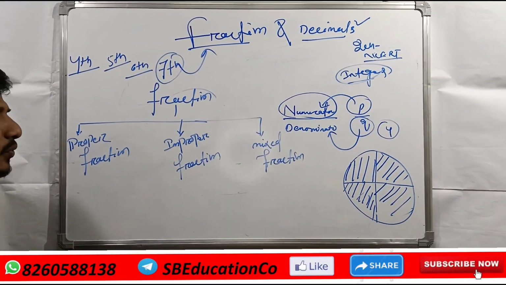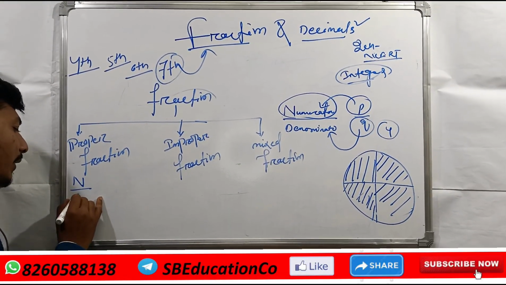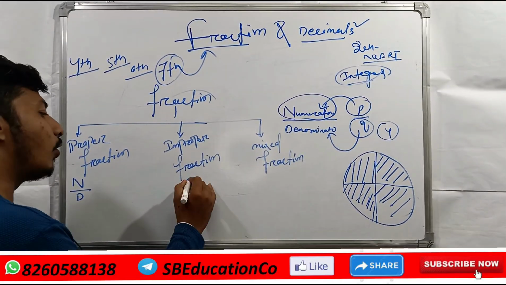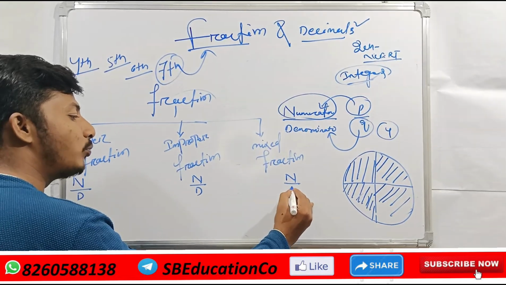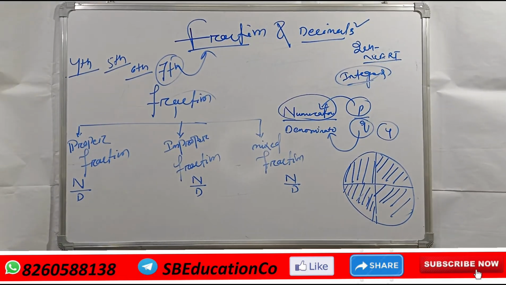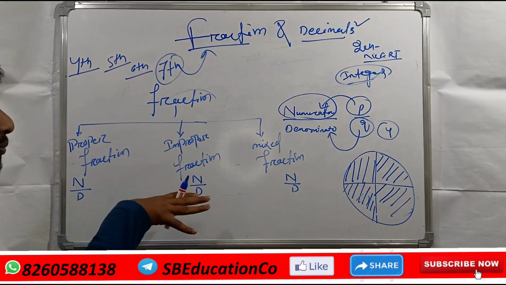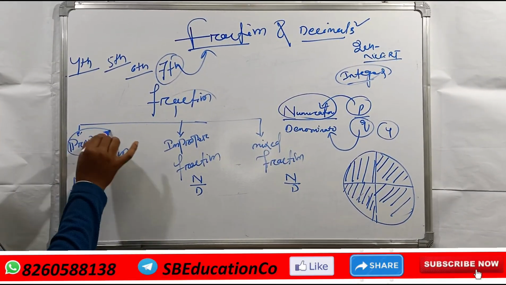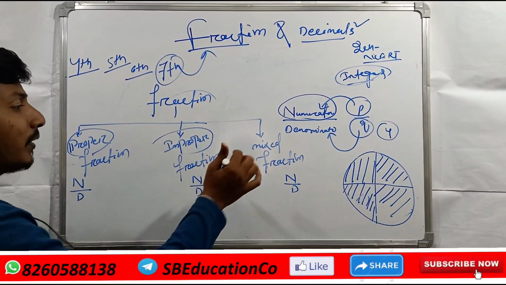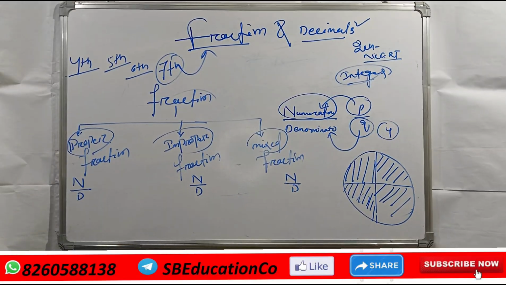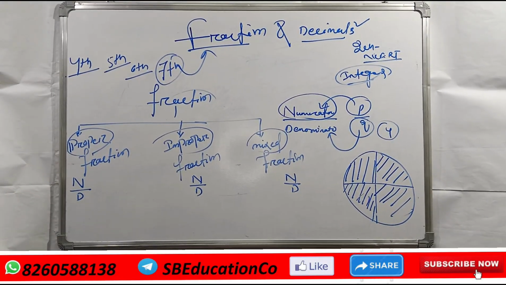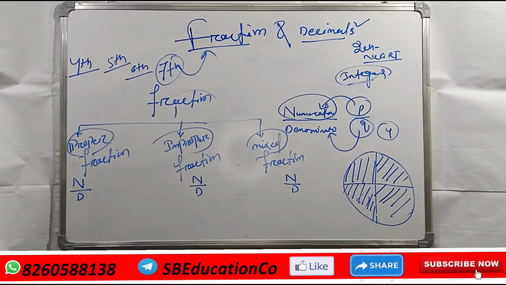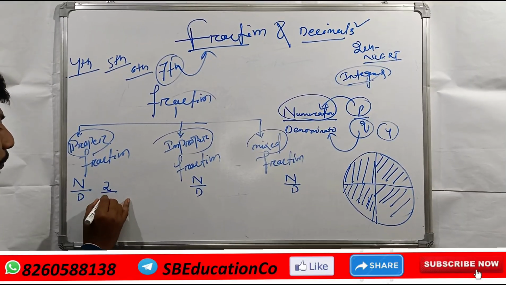So in every case we have to write numerator over denominator. Here also we have to write numerator over denominator. Here also we have to write numerator over denominator. Yes or no? But what is the difference between them? That's why we said this one is proper, this one is improper, and this one is mixed. Okay, you just get the point. If there is a proper fraction, then I have to write 2 by 3.